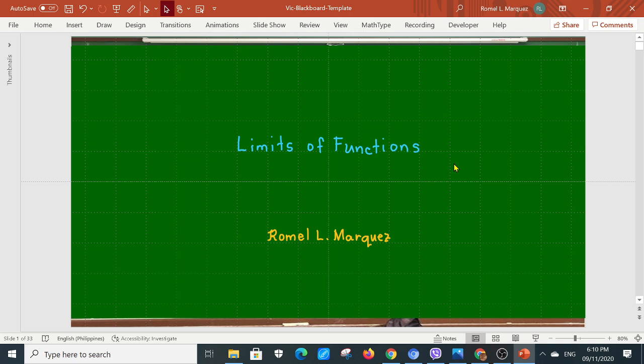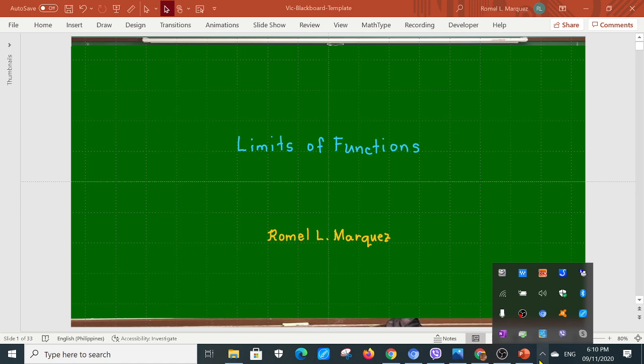So today we're going to explore the notion of limit of a function based on graphs and numerical values, and then its mathematical definition. But focus will be on the discussion of algebraic techniques for finding limits of functions and continuity of a function. Okay?